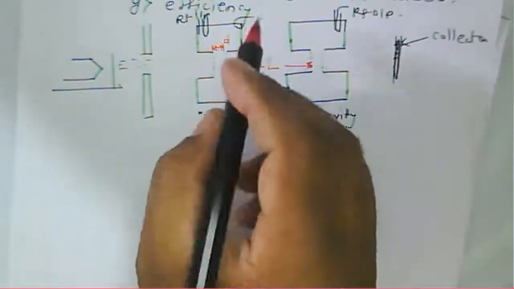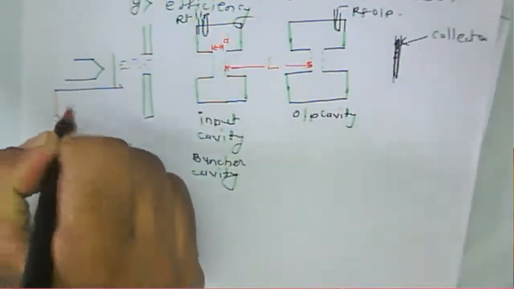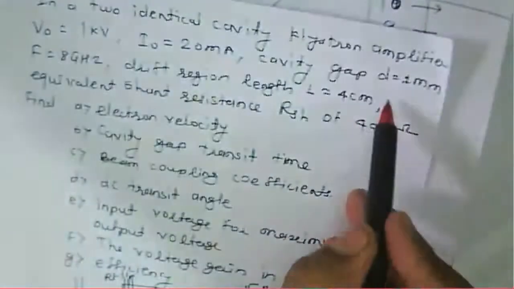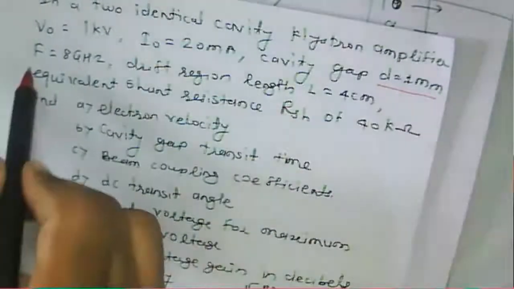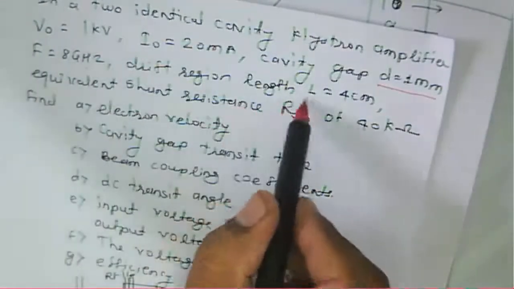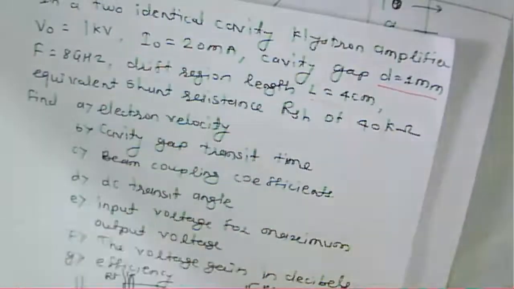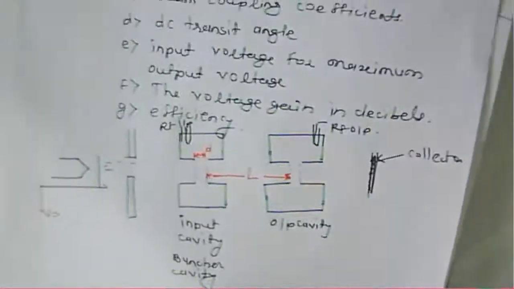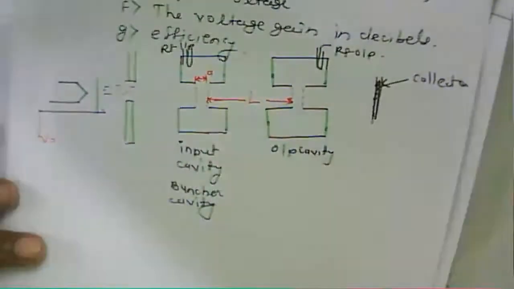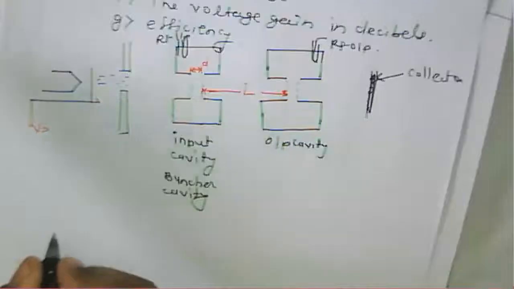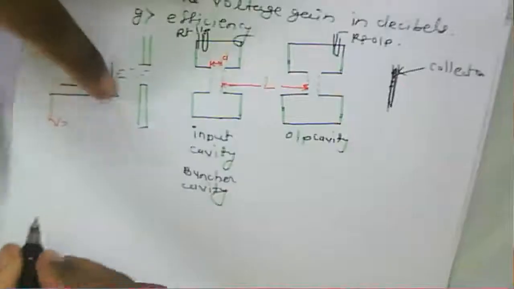So now the given values are: we have applied V0 and a current of 20 milliampere, and the gap is d equal to 1 mm at a frequency of 8 gigahertz, and length is 4 centimeter, to find the electron velocity and all. Now to obtain the electron velocity, we can consider a simple factor here.